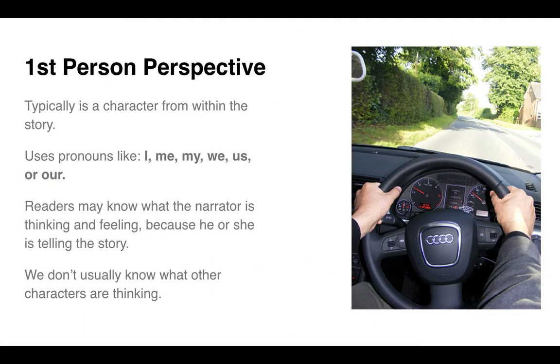So first person perspective typically is a character from within the story. The story usually is told using pronouns like I, me, my, we, us, our. So they're included in the storyline. Readers may know what the narrator is thinking and feeling because he or she is telling the story. We don't usually know what the other characters are thinking though.